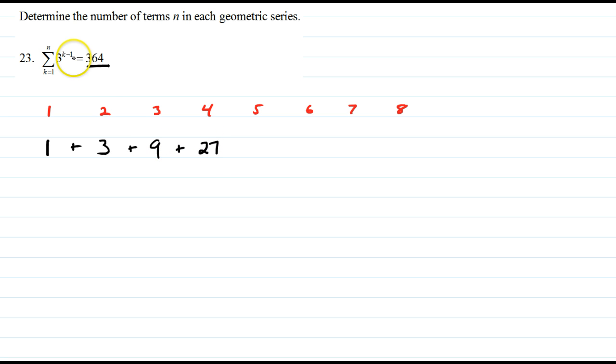And so you can just keep going until you think you're going to get close to 364. So 3 times 27 is 81. Right now this is about 110-ish, so not big enough. So now we'll do 81 times 3, which gives us 243. And so now I'm kind of thinking that if I add these up, they might equal 364. So let's check that. If I add all these up on my calculator, that does equal 364. And that's what we wanted. And so that happens at the sixth term.